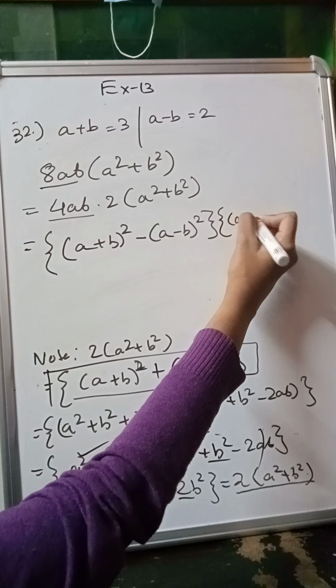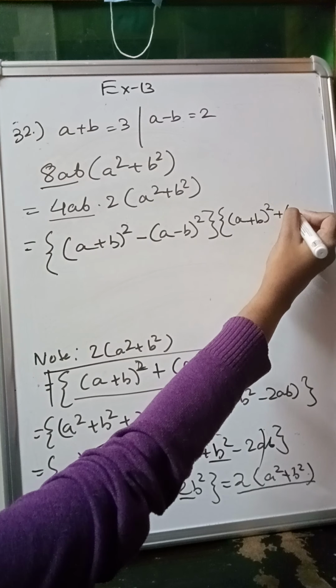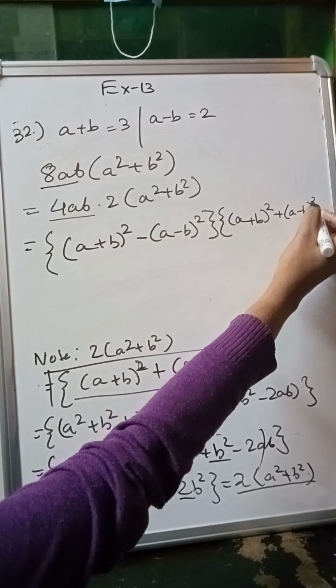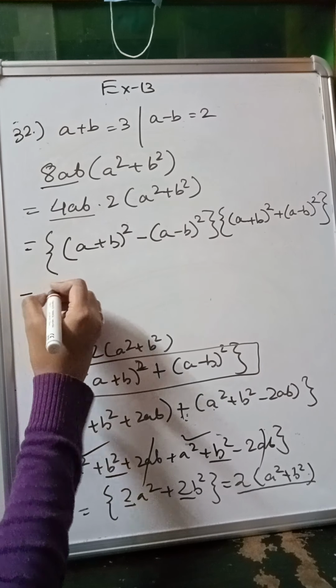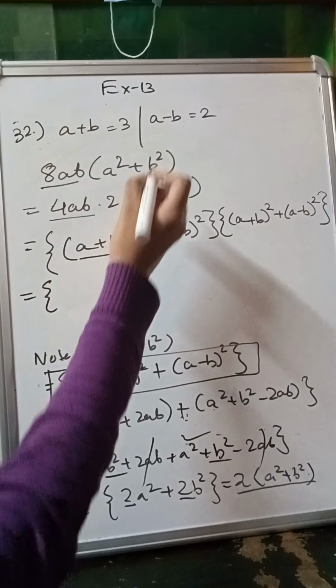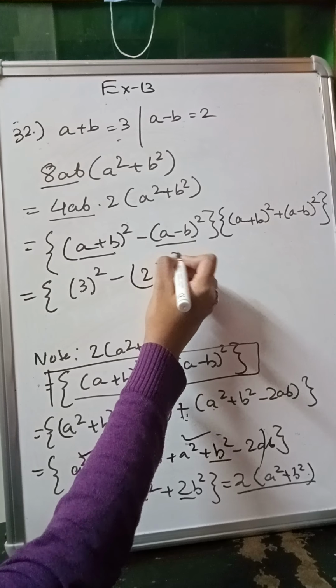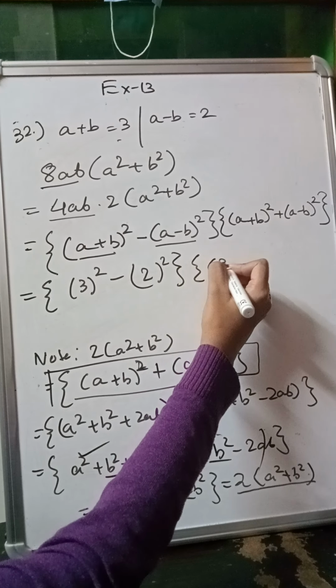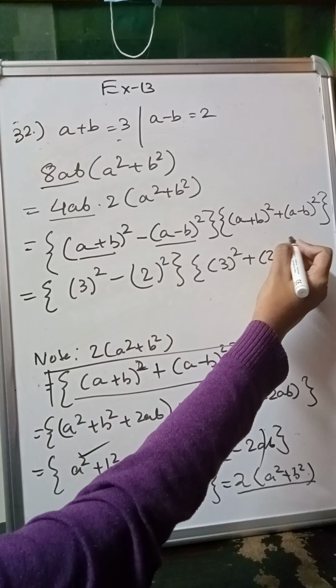So we will write here a plus b whole square plus a minus b whole square and bracket close. Now you see we have the value of a plus b, we have the value of a minus b. So we will just put the values here. What is the value of a plus b? It's 3. So it will be 3 square. And what is the value of a minus b? It is 2. So 2 square. Again a plus b is 3 square and a minus b is 2 square.